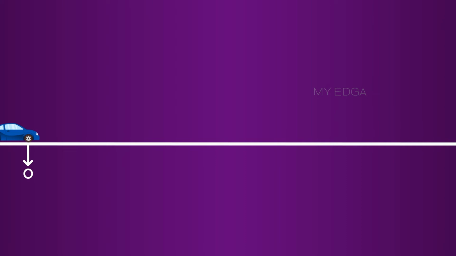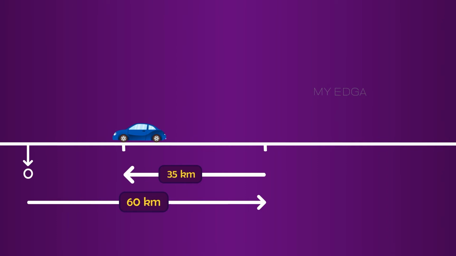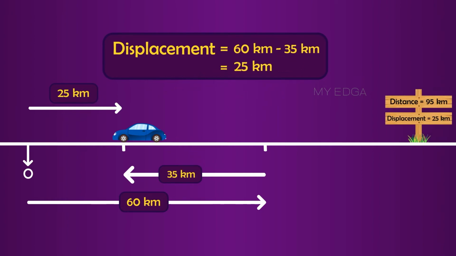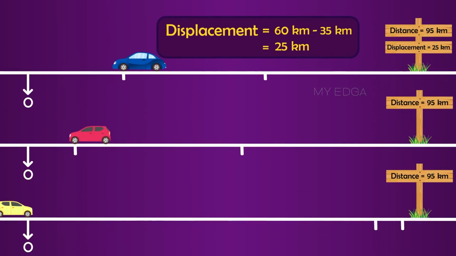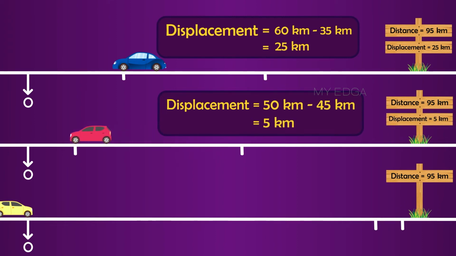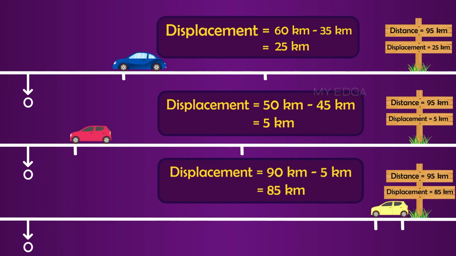In the first situation, the blue car moved 60 kilometers in the forward direction. Then, it moved 35 kilometers backward. Thus, the car is 25 kilometers away from the origin. Here, we can see that the car has a displacement of 25 kilometers. Similarly, displacement of the red car is 5 kilometers and the displacement of the yellow car is 85 kilometers.